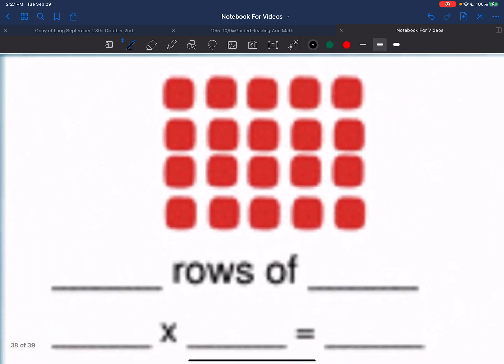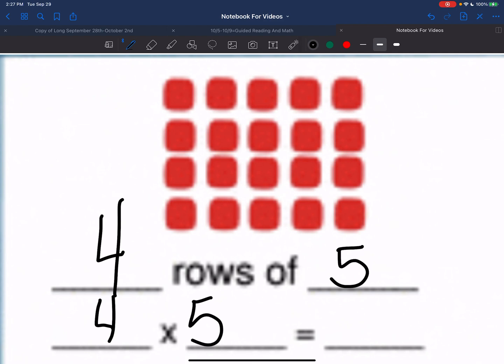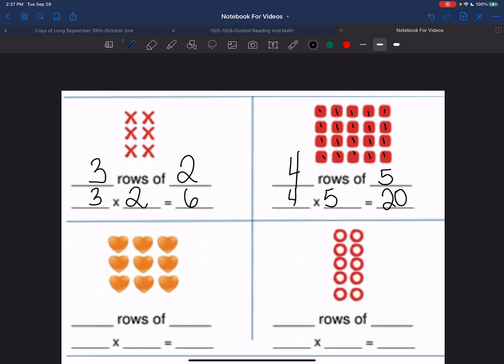Let's look at these squares here, these red squares. First, let's find out how many rows we have. 1, 2, 3, 4. 4 rows. And how many in each row? 1, 2, 3, 4, 5. So the multiplication problem would be 4 times 5. If you didn't know what 4 times 5 was, you could count how many are in the array. So 1, 2, 3, 4, 5, 6, 7, 8, 9, 10, 11, 12, 13, 14, 15, 16, 17, 18, 19, 20. 4 times 5 is 20.